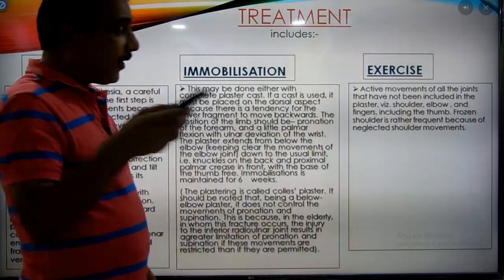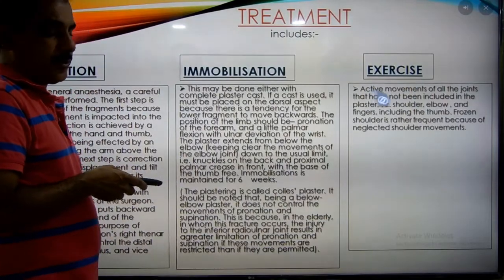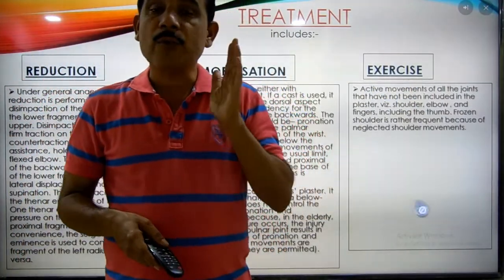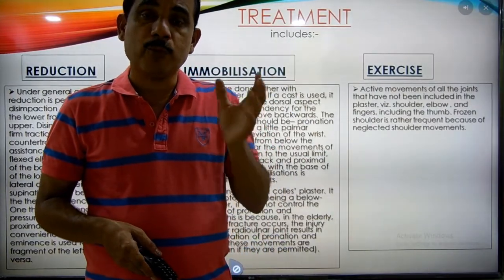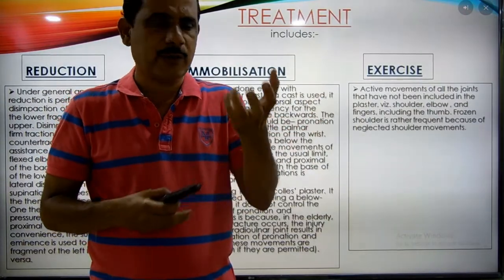Then the very important third step in the management is exercise. Because if you do not perform the exercise, or the patient is not advised proper exercise, there will be chances of limitation of the movements at the various joints, at the shoulder, at the elbow, or wrist, even of the fingers.